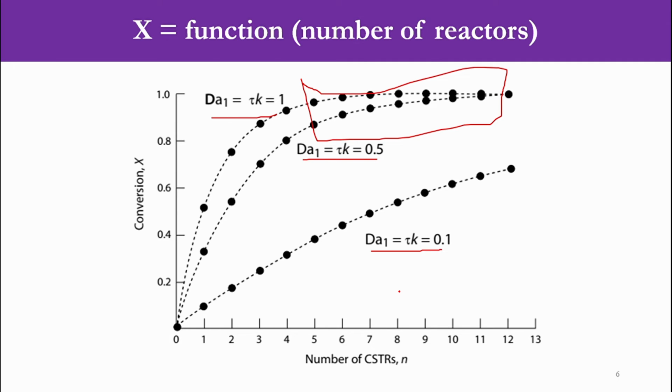Now you need to know that is the value of the Damkohler number, and accordingly you can predict, for a system containing a particular number of reactors connected in series, what would be the maximum possible conversion that you can achieve. With the increase in the value of the Damkohler number, the conversion is more achievable than at a low value.